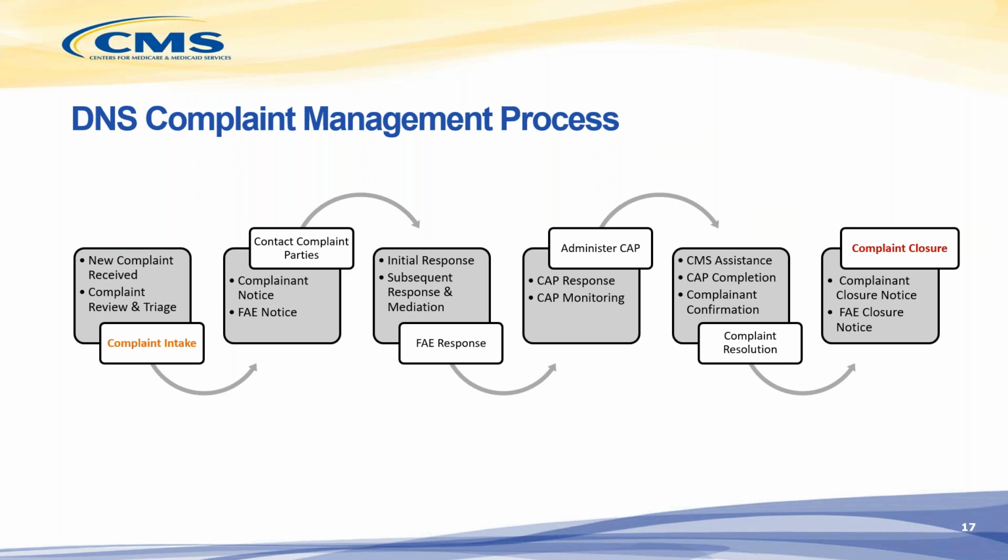The corrective action plan could take anywhere from 30 to 45 days. It just simply depends on what the issue is and the length that it will take to fix or repair said issue. Once that issue is repaired, CMS will monitor that issue or that CAP to ensure that it will stay in place and that the issue has been corrected. From there, we will move on to resolving that complaint and ultimately closing that complaint once both parties are satisfied. Next slide, please.